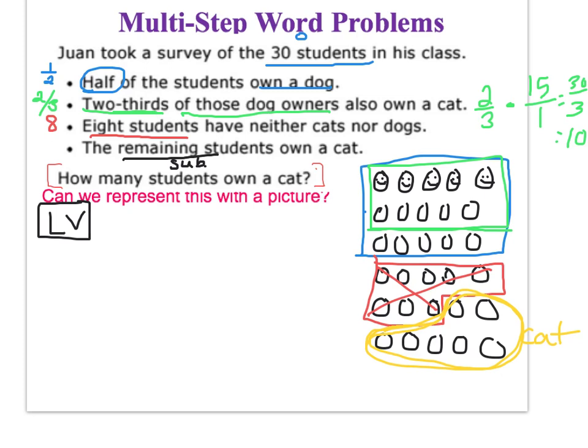And now I needed to figure out how many students own a cat. So I have 1, 2, 3, 4, 5, 6, 7 students that only own a cat. But remember, these ones up here in green also owned a cat with their dog. So that was 7, 8, 9, 10, 11, 12, 13, 14, 15, 16, 17. So there are 17 students that own a cat.